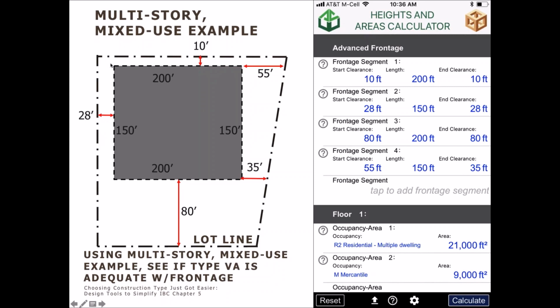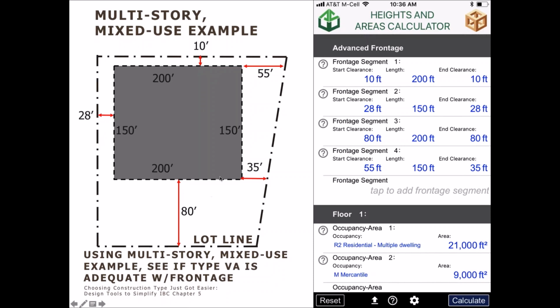That's simply because the exterior wall is parallel with the lot line here. So we have a 10-foot clearance and then a length of wall of 200. Then we move to the west wall. Again, starting and ending clearance is 28 feet because that's parallel to the lot line. Same thing on the south. Now we're at an 80-foot clearance.